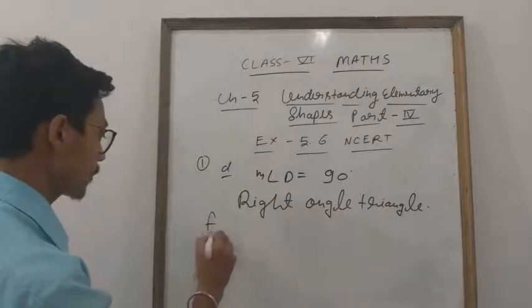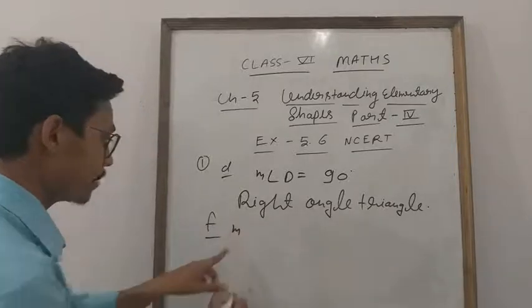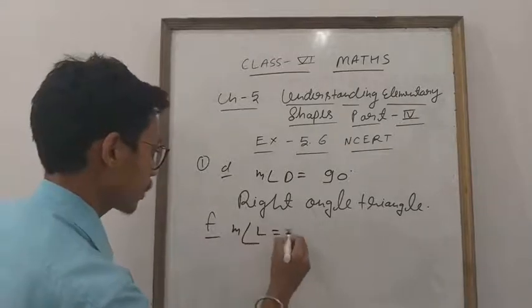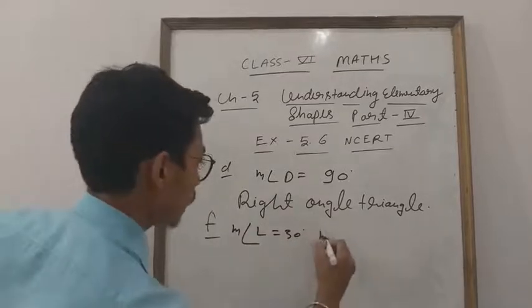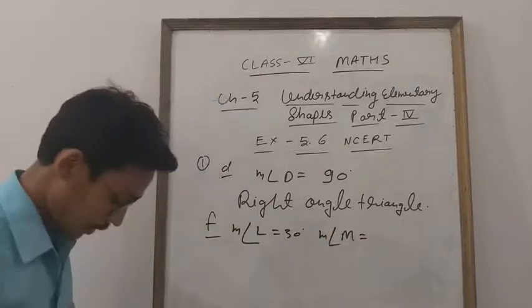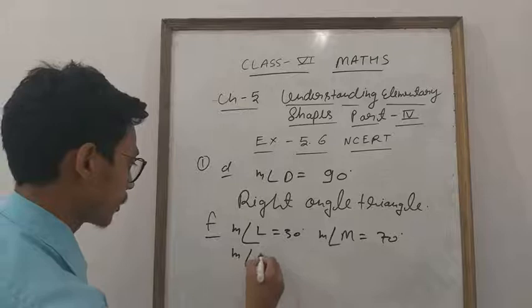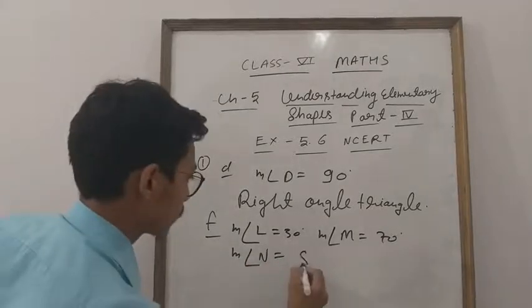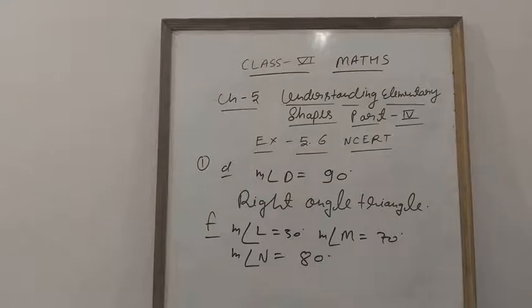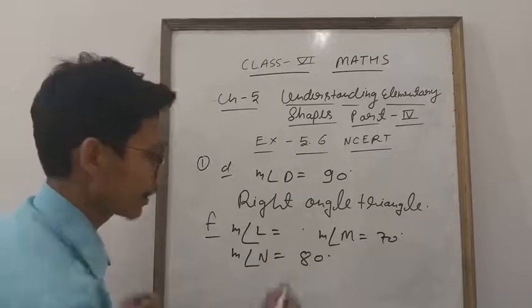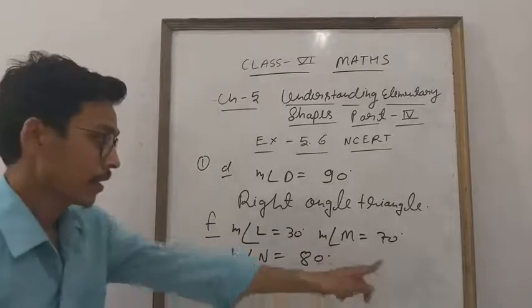Suppose question number F is given. Measure, M means measure, of angle L equal to 30 degree, measure of angle M is equal to 70 degree and measure of angle N is equal to 80 degree. Okay. Measure means the values of the angles are given. So students, can you tell me which type of triangle this one is? Easily you can say 70, 30, 80.